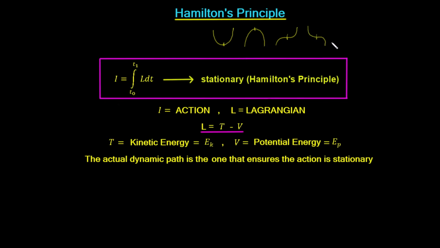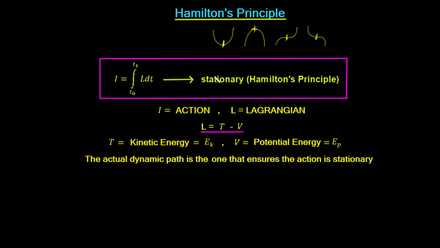All of these four options are encompassed in one word, which is stationary. We can see here that the rate of change is 0. That is, the function is stationary at that point. The rate of change is 0. That is, the function is stationary. And also the function is stationary here and here. So Hamilton's principle tells us that this value here, which we'll call the action, is stationary. It's not necessarily a minimum.